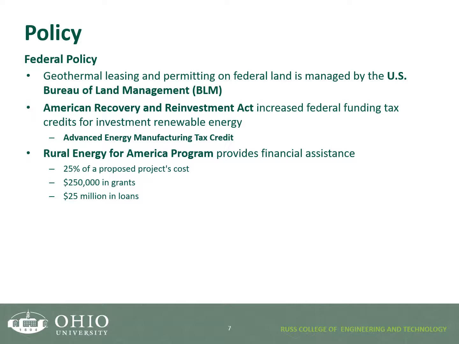Geothermal leasing and permitting on federal land is managed by the U.S. Bureau of Land Management. At the federal level, tax incentives are considered one of the most important incentives for driving growth in renewable energy. The American Recovery and Reinvestment Act increased federal funding, loan guarantees, and tax credit for investment in energy efficiency and renewable energy, such as the Advanced Energy Manufacturing Tax Credit. The Rural Energy for America program provides financial assistance through grants and loans for entities that purchase and construct renewable energy systems. Total aid is limited to 25% of a proposed project's cost, with a maximum of $250,000 in grants and $25 million in loans.